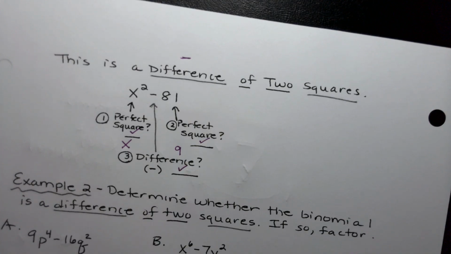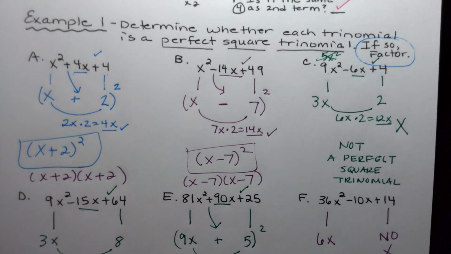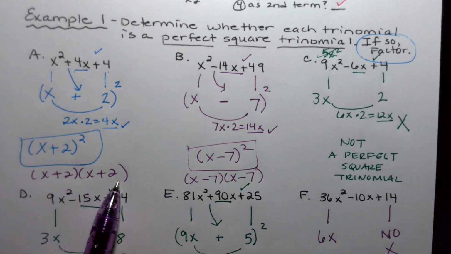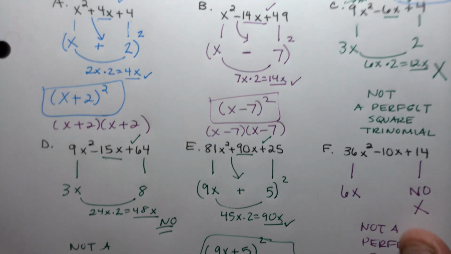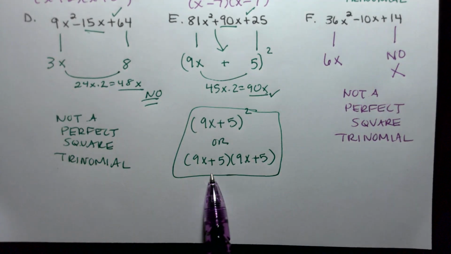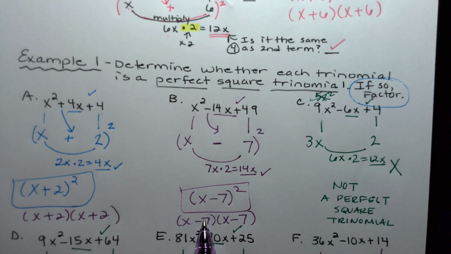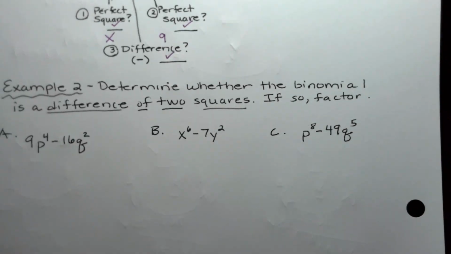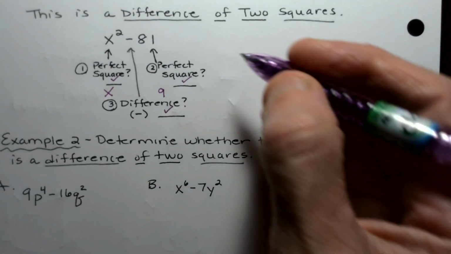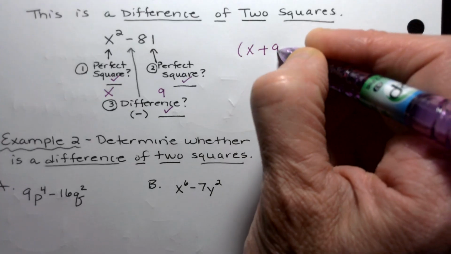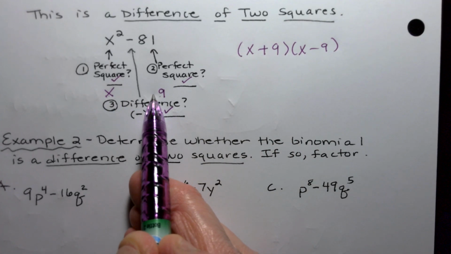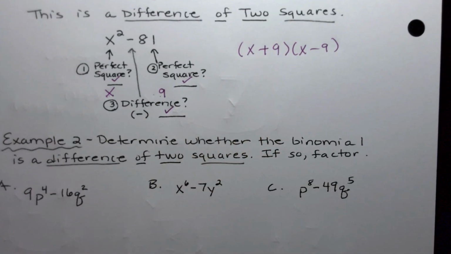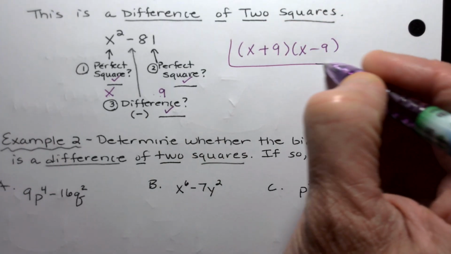The difference between this one and the other ones on the other side, I want you to look at this. These are the same. X plus 2, x plus 2. Same. X minus 7, x minus 7. You never have a positive and a negative. They're either both positives or both negatives. Well, in this case, you actually get the other situation. You get one of each, a plus and a minus. So I still use the x and the 9, but one's plus, one's minus. That's your answer for this problem.